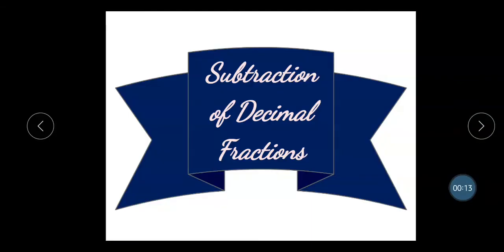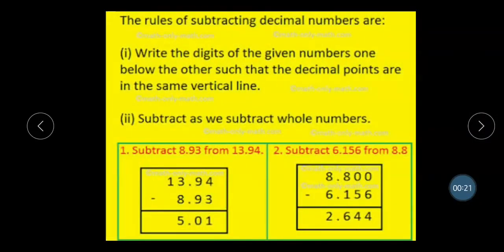Now let us see subtraction of decimal fractions in today's session. The rules of subtracting decimal numbers are: first, write the digits of the given numbers one below the other such that the decimal points are in the same vertical line. Second, subtract as we subtract whole numbers. Children, this is the same as we did the addition of decimal numbers. In the same way, we will be doing subtraction.